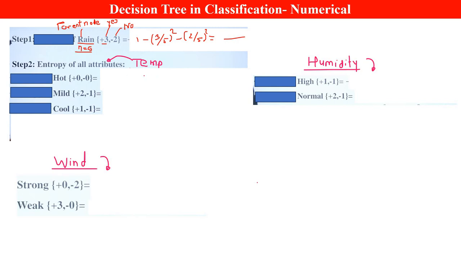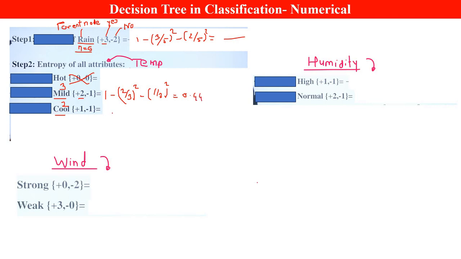Now in temperature, hot is not there, so we will cancel it out because it is all 0. We have only mild and cool. Mild is coming 3 times and cool is coming 2 times. So 1 minus, yes is coming 2 times out of 3. So (2 by 3) square minus (1 by 3) square. If you calculate this, the answer comes out to be 0.44.